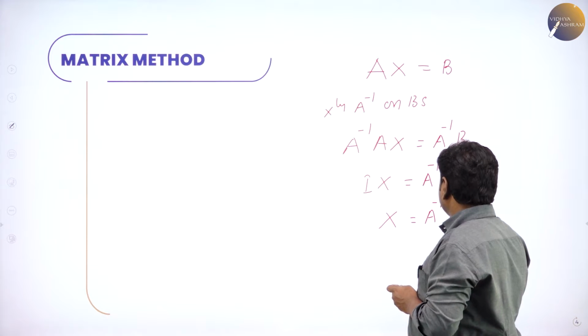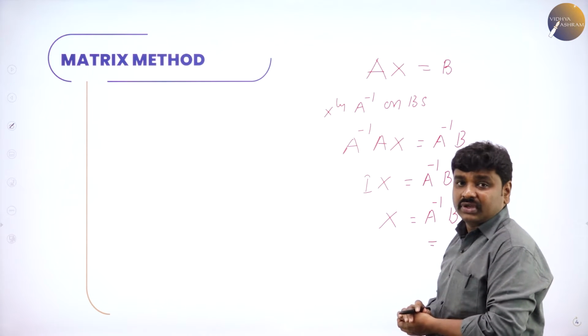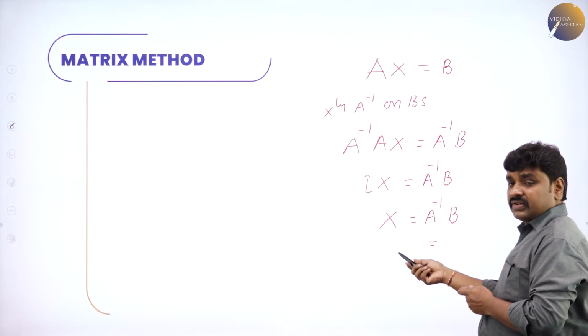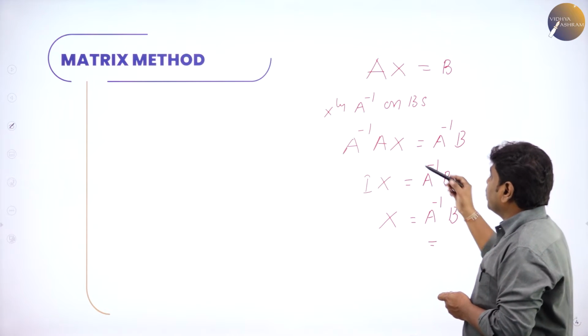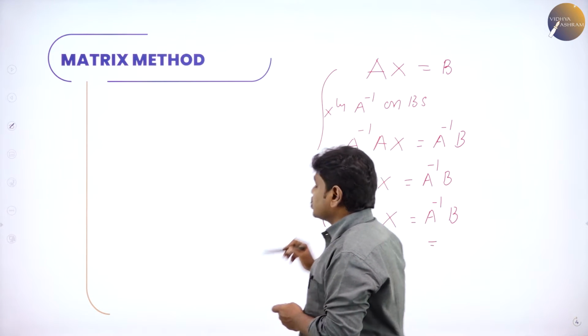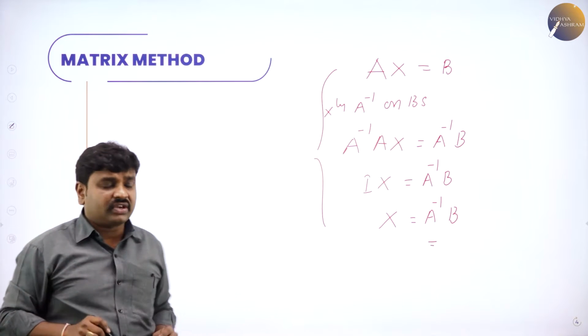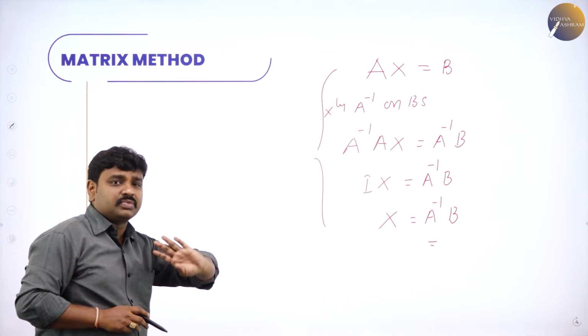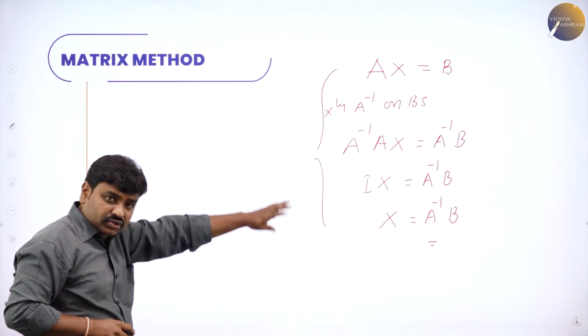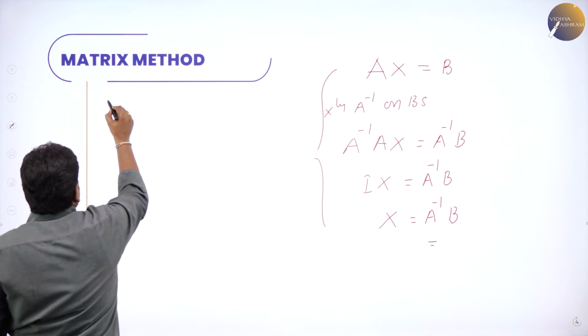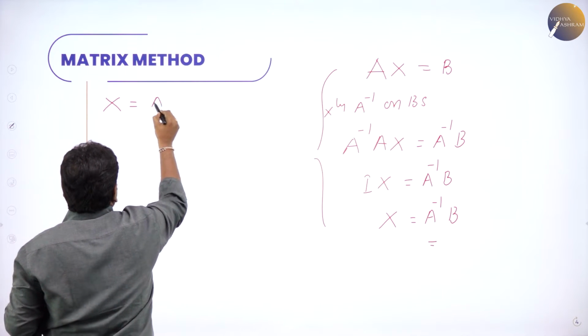This is the formula we derived: the variable matrix X is A inverse into B. But all these steps are not required. So in the matrix method, when they ask you to find the solution, directly you can take X is A inverse B. So now I hope all of you understood these steps. So now we'll start with what? X value. What is X value? Directly A inverse into B.